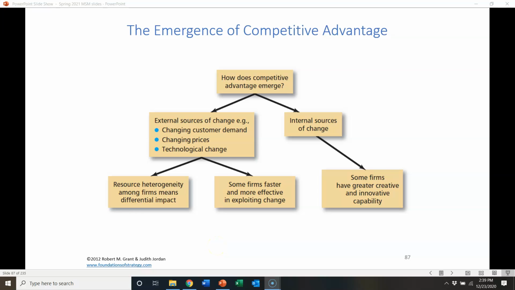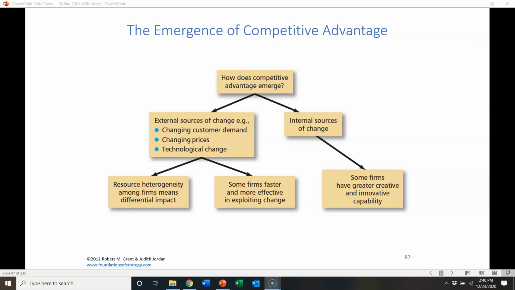Hi, this is a little explainer to talk about why we do internal analysis and give you some glossary material for it. So this is from Rob Grant's book. I include this because the reason we're concerned with internal analysis is that it is the source of competitive advantage. It's what makes firms succeed or not succeed, or lets us understand how firms do that. So here in this slide, competitive advantage comes from internal sources of change.